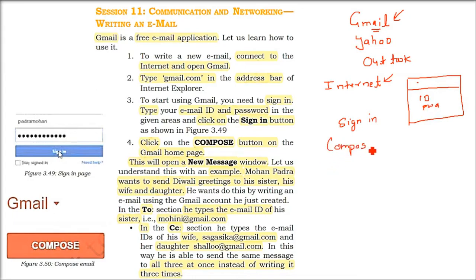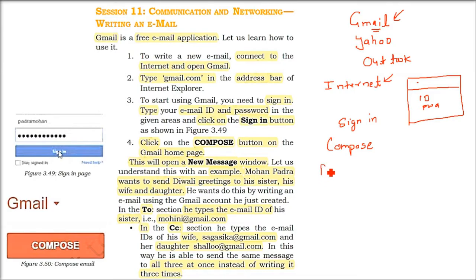Now you will come to the email service. Now you can compose a new message. So a new message will come, a new window will open, and this window will have various tabs, or you can say entry points where you can enter. So we'll take an example.